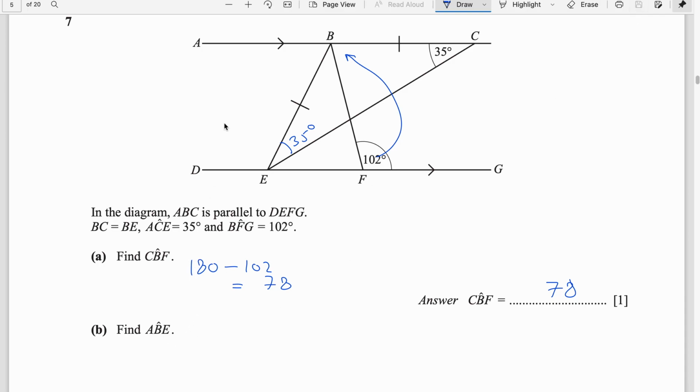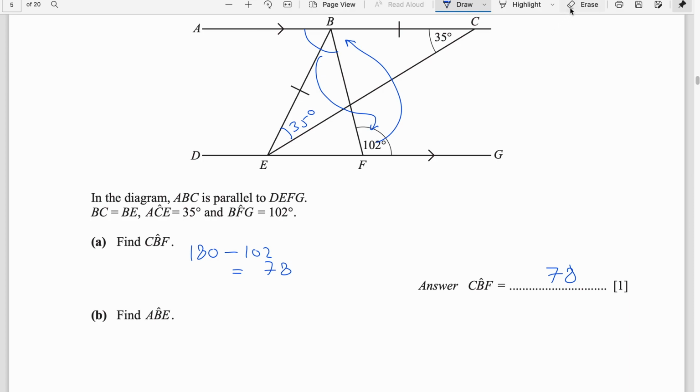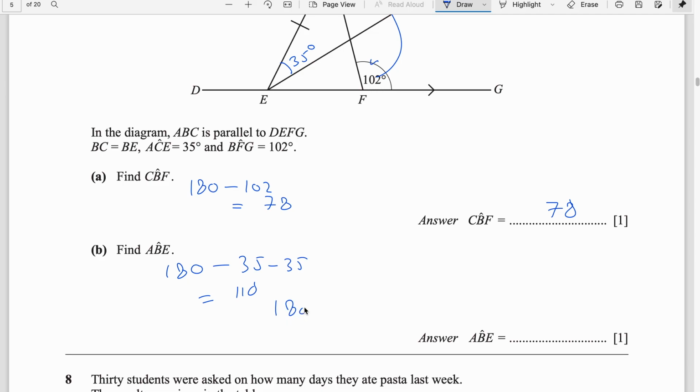Find ABE. This is A, this is B, this is E, and these two are alternate angles. Sorry, this is ABE. We need this angle. So 180 minus, I'm subtracting these two to get this angle. 180 minus 35 minus 35, you get 110. So 110, and this angle again becomes 70 degrees.